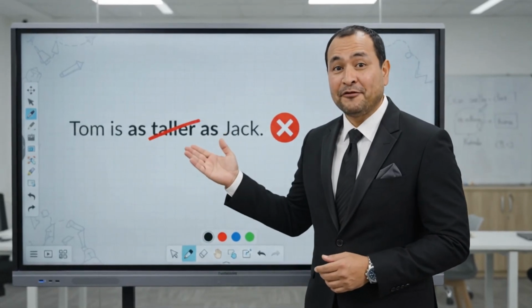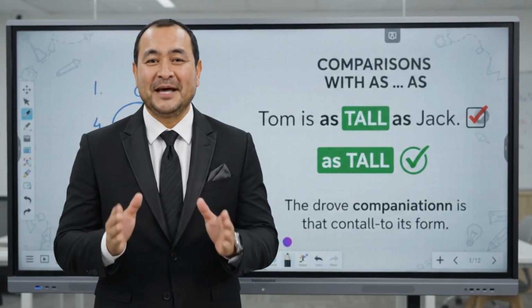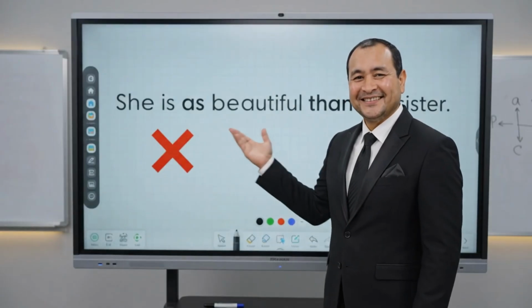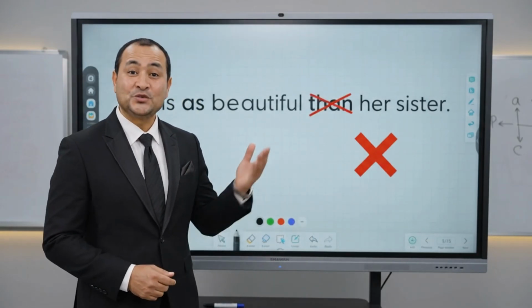Don't use the comparative form after as. Tom is taller Jack. The adjective must be in its base form. Don't use than with as. Use as again.